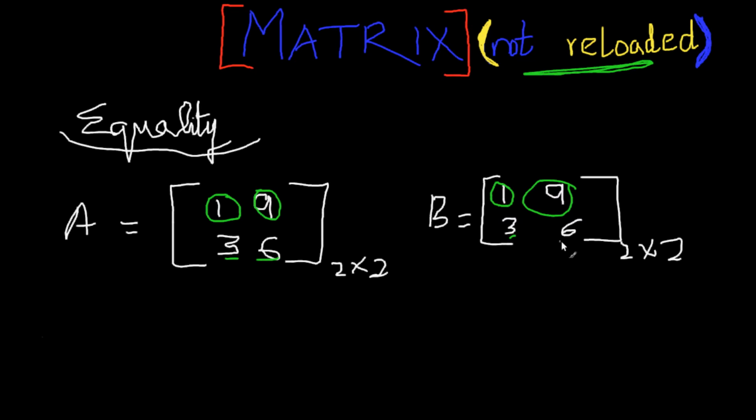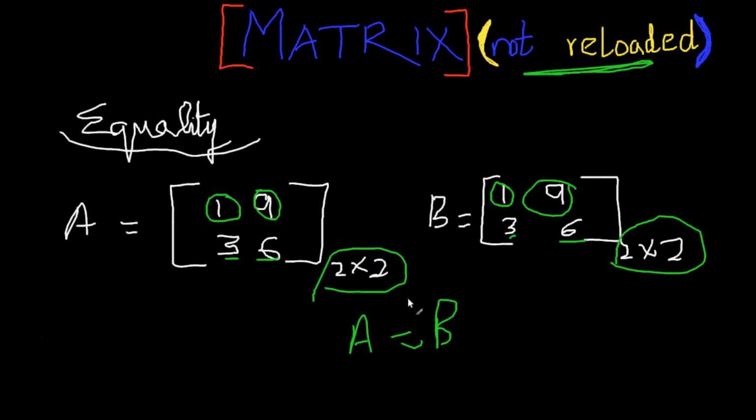So if all the elements at every place in a matrix equal the elements at the same places in another matrix, and the order of matrix 1 is equal to the order of matrix 2, that means the number of rows of A equals the number of rows of B, and the number of columns of A equals the number of columns of B, we call A equal to B, right?